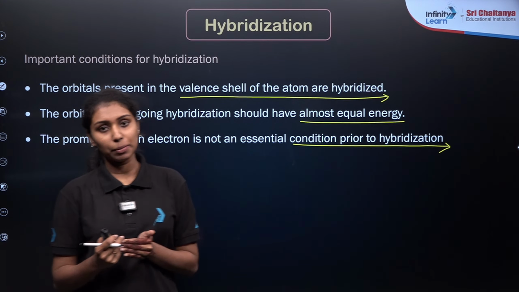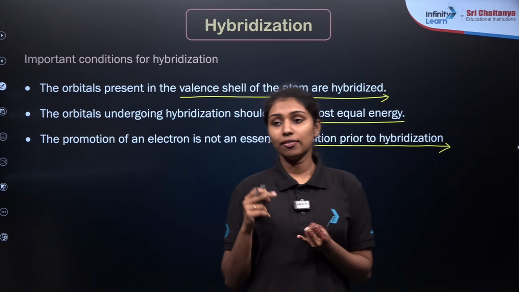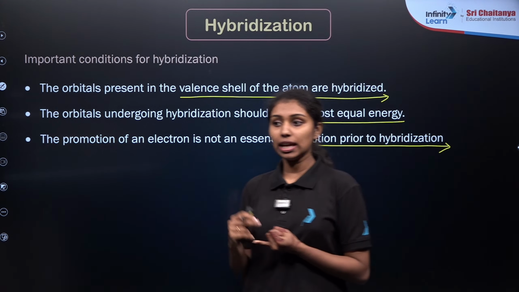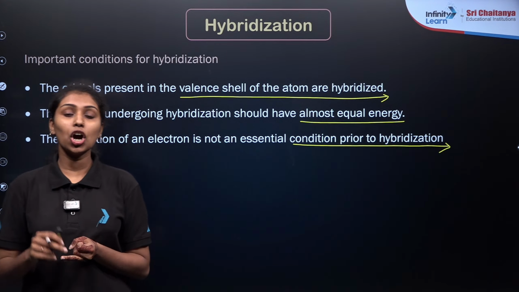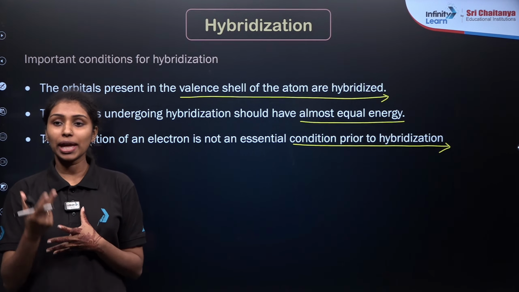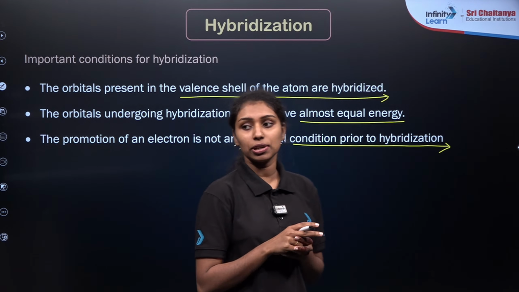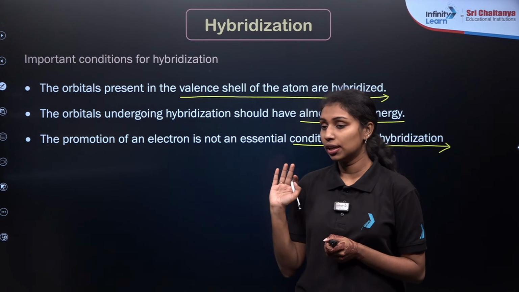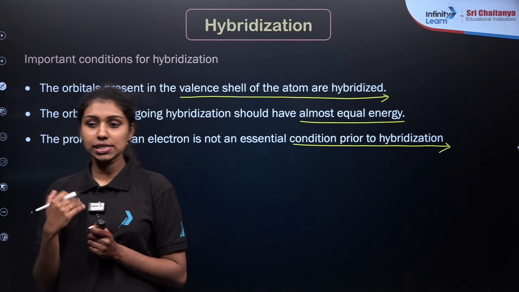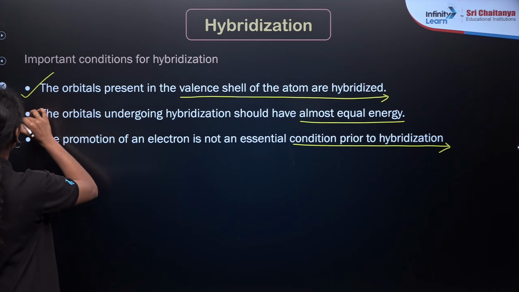When we are discussing hybridization, the valence shell of the element should be focused on, and the orbitals will have almost similar energy. If you want to excite the electron, excitation of an electron is also possible for hybridization. These are the 3 important conditions regarding hybridization.